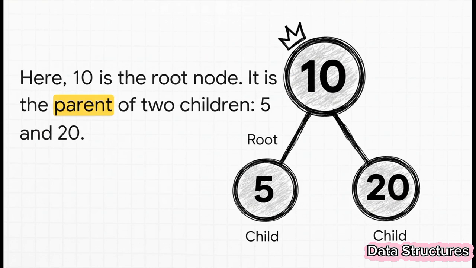Take a look at this really simple example. The number 10 is our root. It's the parent of two children, 5 and 20. The simple parent-child link is the fundamental building block for all tree structures, no matter how massive or complicated they get.